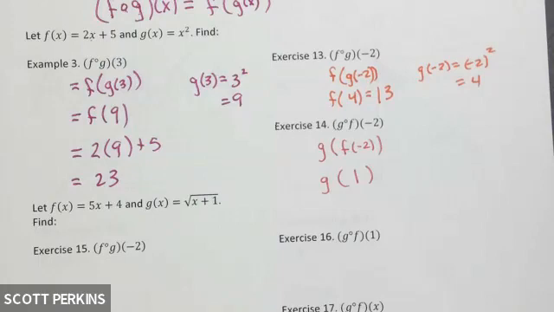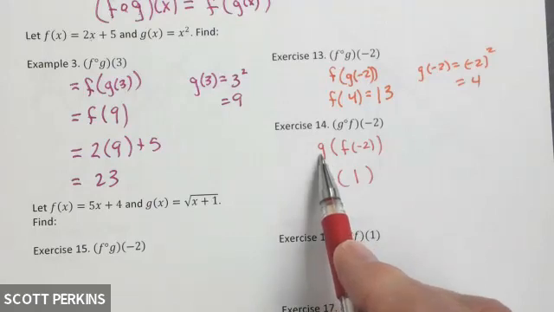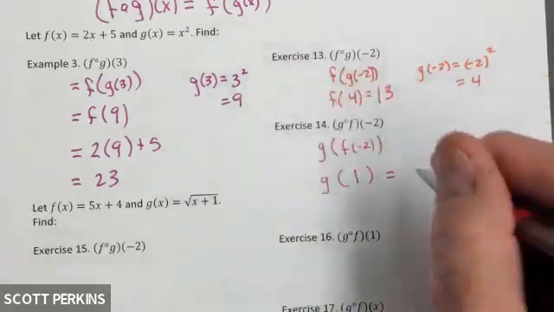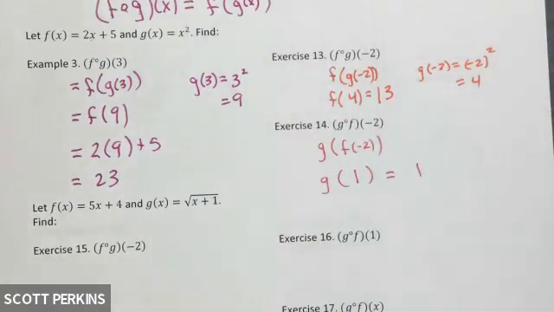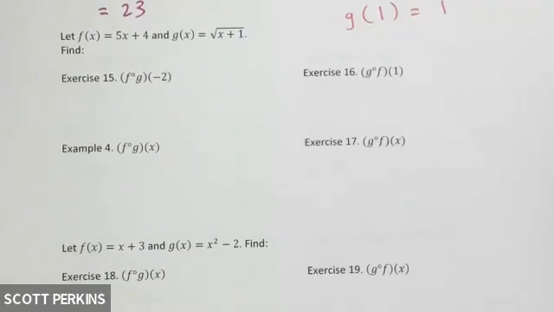Anyone not see where the 1 came from? Anyone confounded about why the g is first on this one this time? Okay, then g at 1 is 1 squared, or 1. Great. Okay, well, I'm changing the functions just to make sure that you're doing all right with this. So do exercise 15, please.